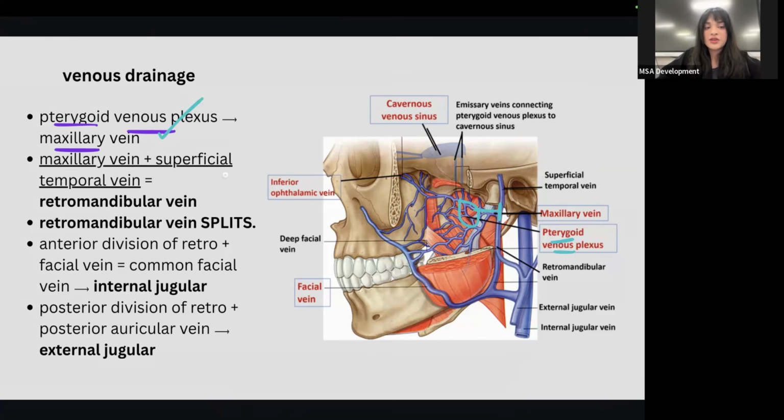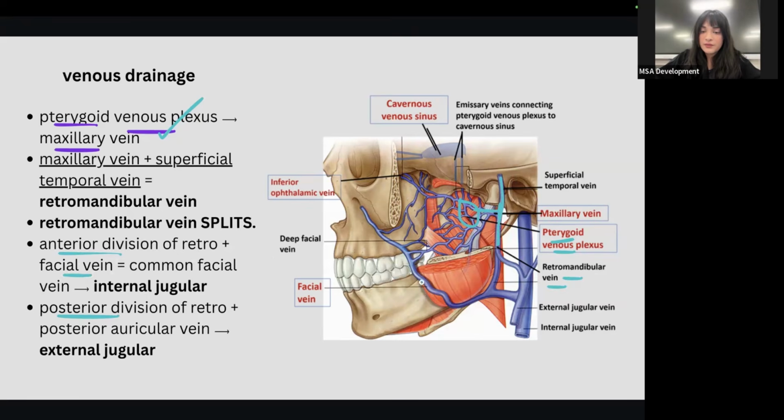Next, the maxillary vein and the superficial temporal vein are going to join together. So the maxillary vein over here, we just said, is going to join up with the superficial temporal vein, and it's going to give you the retromandibular vein. The retromandibular vein is going to split. Okay, it's going to give the anterior division, it's going to give the posterior division. So the anterior division of the retromandibular vein is going to join with the facial vein.